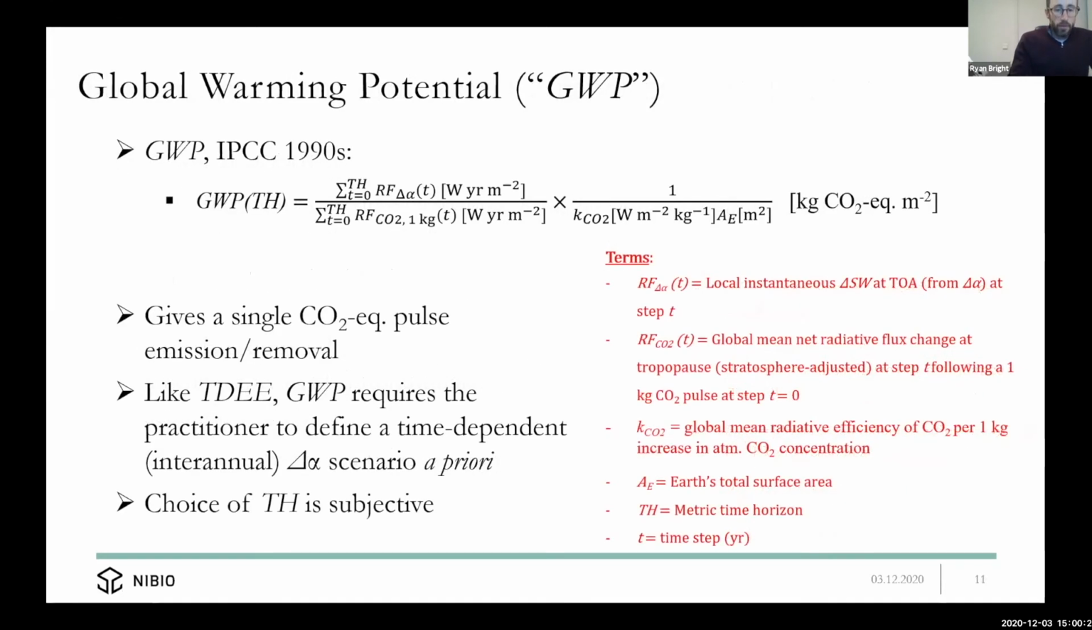I'm sure most of you are familiar with this metric, global warming potential, which was adopted by the IPCC back in the early 1990s as a way to compare the different well-mixed greenhouse gases. The important thing to note here is that the surface albedo change and CO2 are also assumed to have a time dependency, and also that the time integrated radiative forcing of the albedo change is being normalized to the time integrated radiative forcing of CO2 at some subjective time horizon.